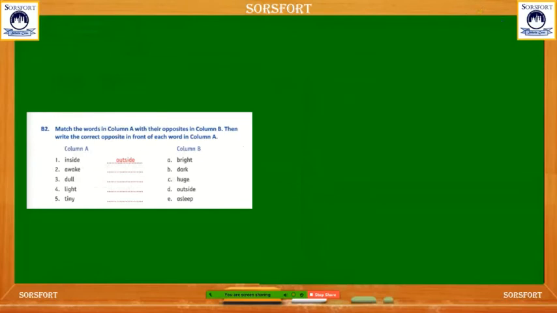Now match the words in column A with their opposites in column B. Then write the correct opposite in front of each word in column A. Inside, first is written over here, inside, outside. This is the opposite word. Awake, you know the opposite word of awake, that is asleep. Like that, you have to write down these opposite words.